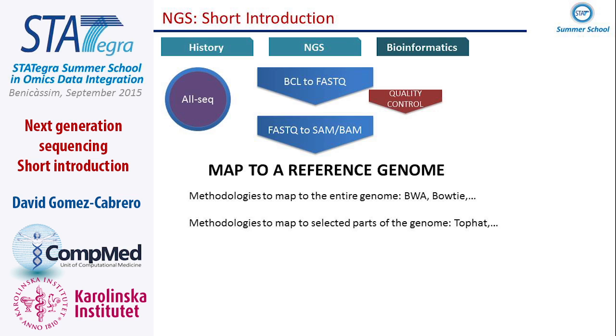If we split it into two things, one of them will say, okay, I want to map to the entire genome. And then you are using BWA or Bowtie, or there are many other methods. Or I want to map to selected parts of the genome. Like I know I have transcriptomic data, I want to map to the transcripts, I want to map to the genes. Then the problem becomes a bit more complex, because you have splicing junctions, right?